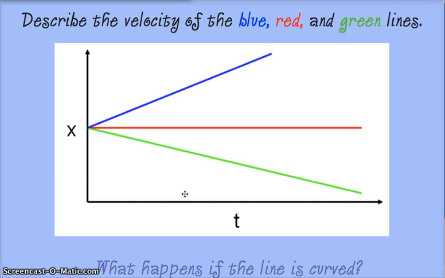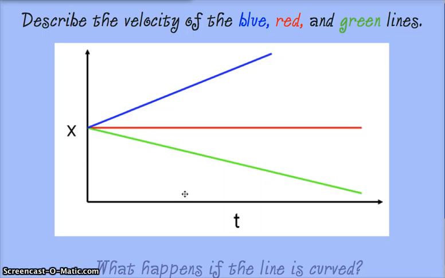Whereas the green line has a constant velocity again because it's a linear line, so a constant slope, but it was moving in a negative direction due to the negative slope. The red line's different. The red line shows that the object stayed at the same position over the entire interval, which means the velocity of the object is 0.